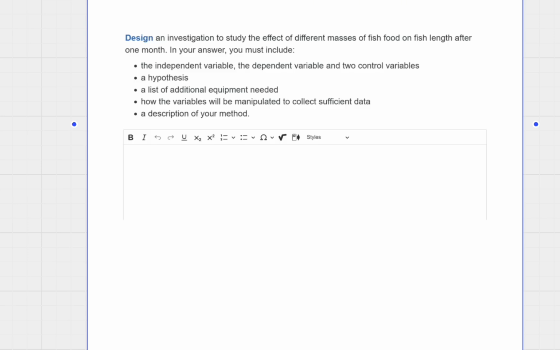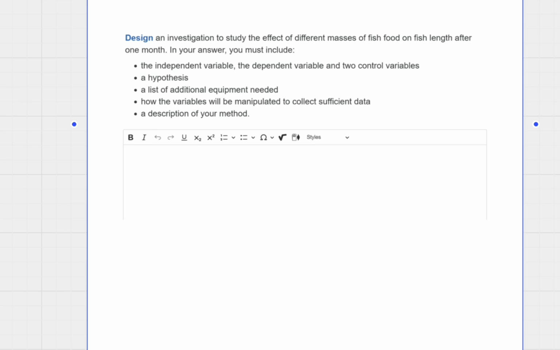Now we have our design and investigation question. So let's just read it out for a reference. Design an investigation to study the effect of different masses of fish food on the fish length after 1 month. In your answer, you must include the independent variable, the dependent variable, and two control variables, a hypothesis, a list of additional equipment required, how the variables will be manipulated to collect sufficient data, and a description of our method. So now we're just going to list everything we need.